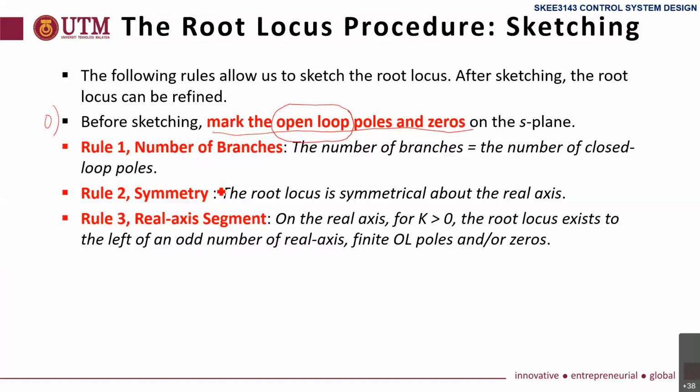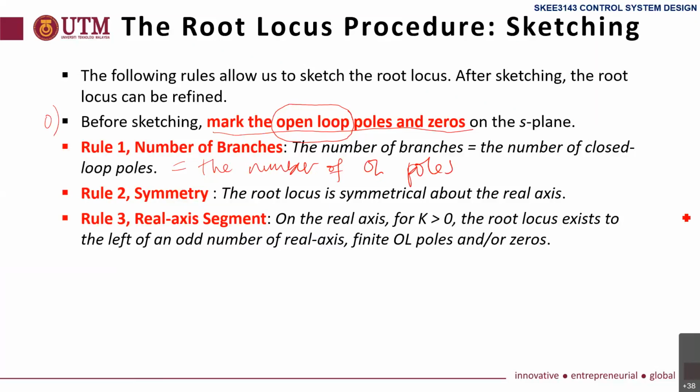Rule number 1 refers to number of branches. Later I will show you what branches mean. The number of branches equals the number of closed loop poles. And usually the number of closed loop poles is similar to the open loop poles. So the number of branches is usually similar to the number of open loop poles.